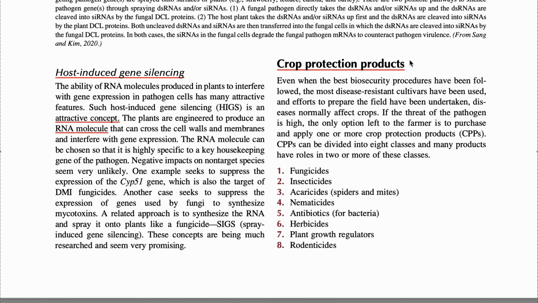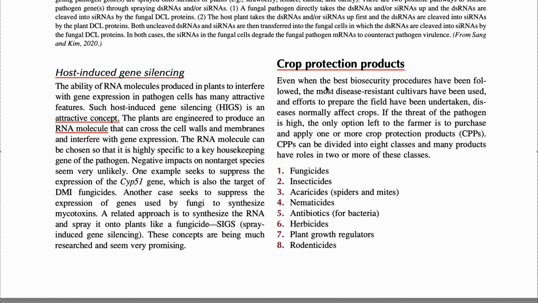Till now in today's session, we have seen the genetical approach for managing plant diseases. In the last session, we saw the biosecurity and agronomical approach to manage plant diseases. And now this is the last point, though we have many more to know, the last concept by which plant disease is managed, which is crop protection products. In crop protection products, you can see there are many things, right?